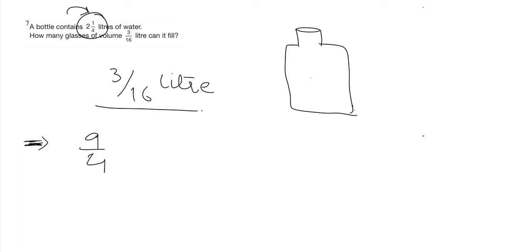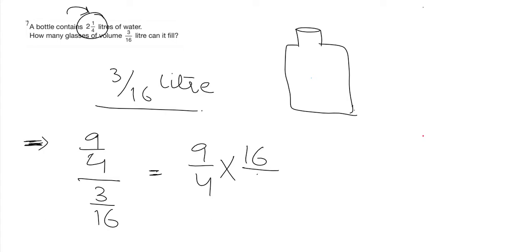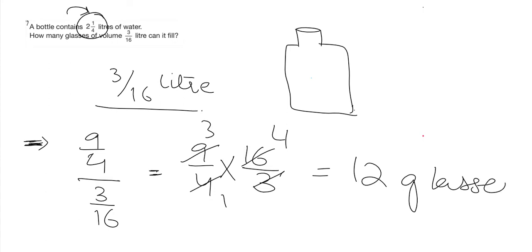It's 9 over 4, and again we have to divide it by the liters that can fill one glass. 9 times 16, and if there is any cancellation, we have to do that, and we get the answer 12 glasses. Okay, so we can fill 12 glasses of 3 over 16 liter water.